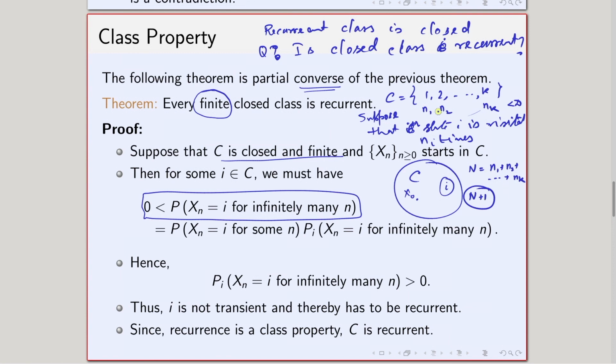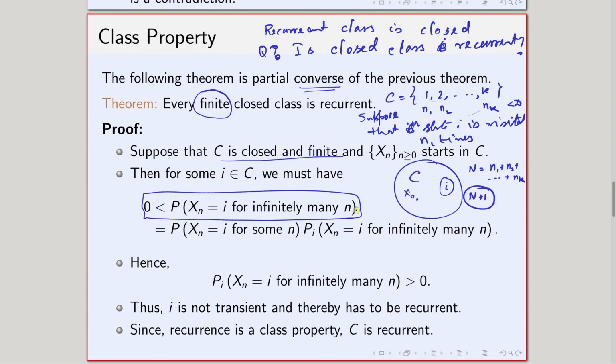So, at step N plus 1, if I assume that state 1 is visited only n1 times, state 2 is visited only n2 times, state k is visited only nk times, then if I take capital N as the sum of all values, what will happen at time N plus 1? The chain will not be in any of these states. So, the chain has to go outside, and that is not possible because C is closed. So, that means at least one of the states here has to be visited infinitely many times.